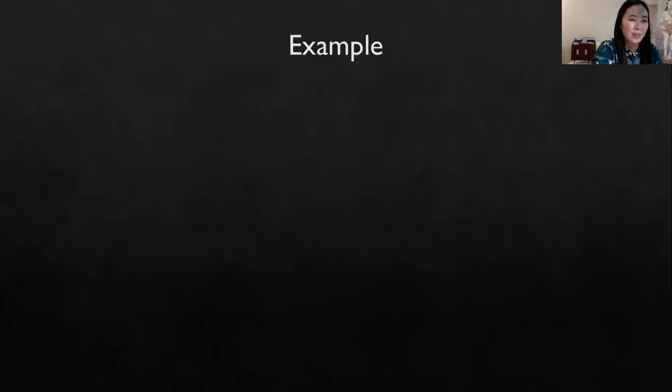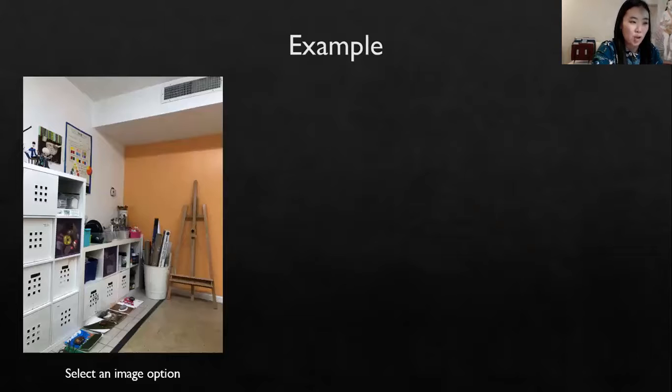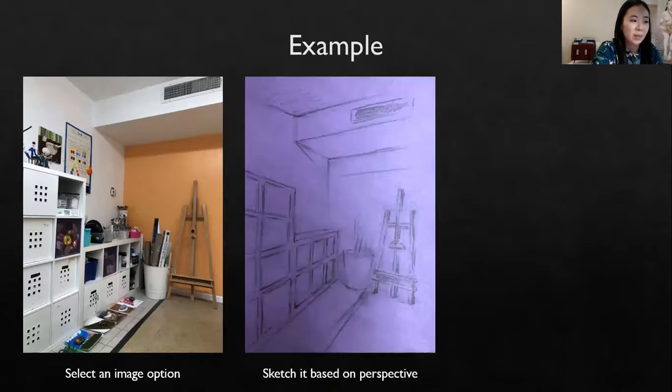Okay. So first, please select an image among the options you just saw. Again, the option image files are in week 11 of the Moodle room. And next, check your image option, whether 1-point or 2-point perspective, and sketch the image on your sketchbook based on the perspective rule. I sketched it on color paper to look fancy, but you don't need to.